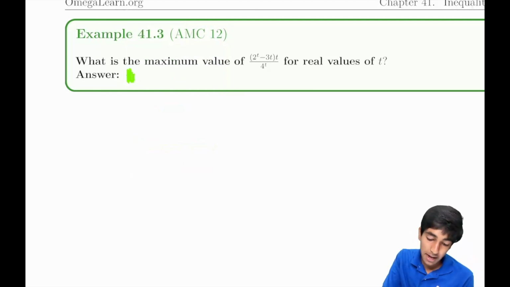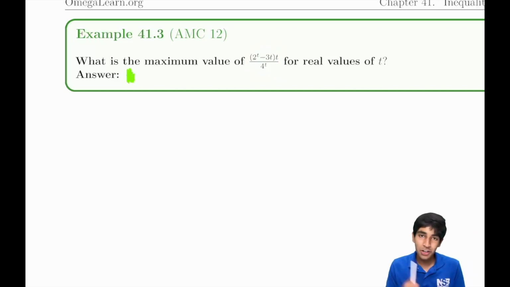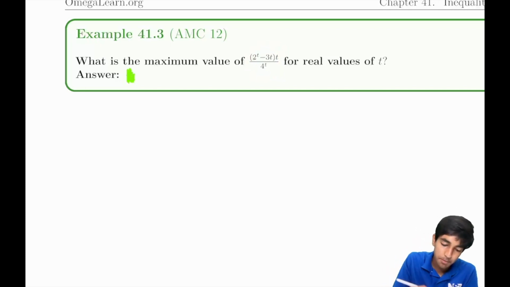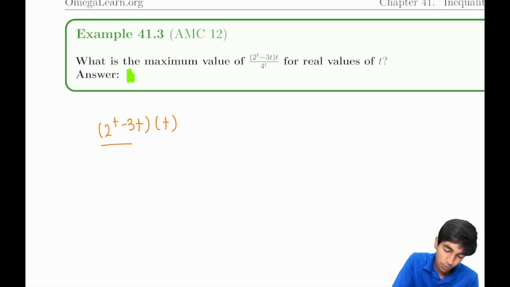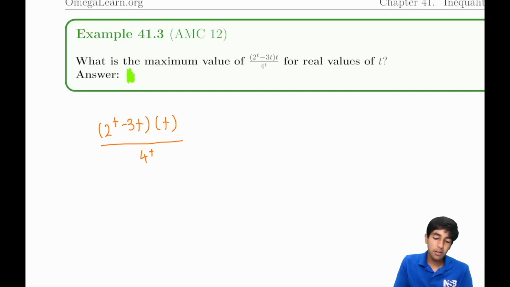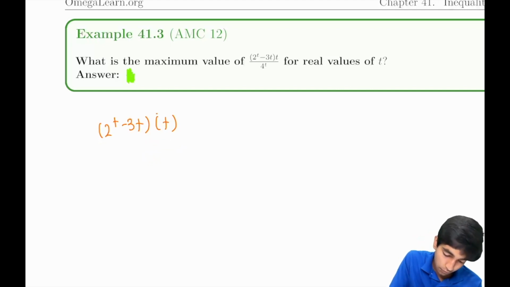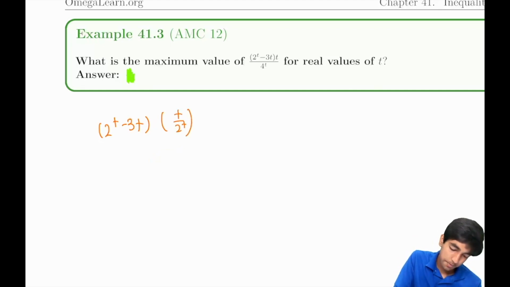Okay, we want to maximize this quantity. Again, we've got a product. We know how to maximize products. AM-GM, boom. 2 to the t minus 3t times t, divided by 4 to the t. So let's maybe worry about the 4 to the t, or yeah, let's just divide out by 2 to the t to each term. So instead of dealing with the 4 to the t in the denominator, which is kind of annoying, have this.